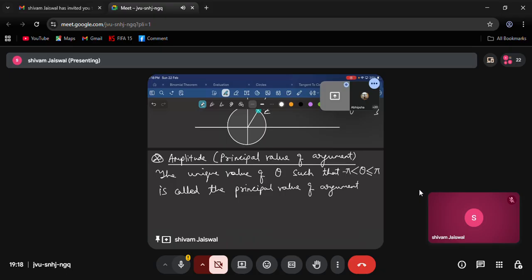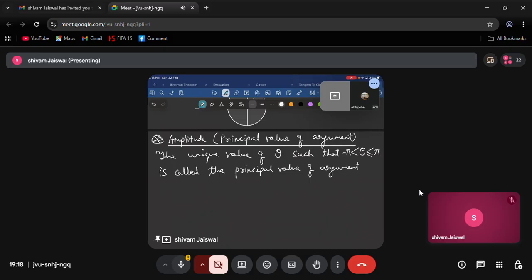Unless otherwise stated in the question, arg Z refers to the principal value of argument. Until and unless it is mentioned, universally it is taken that the principal value should lie between minus pi and pi. Understood? Otherwise, if in the question they want to define some other principal argument, they will define it.